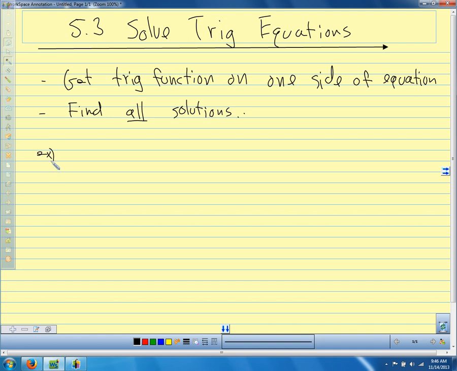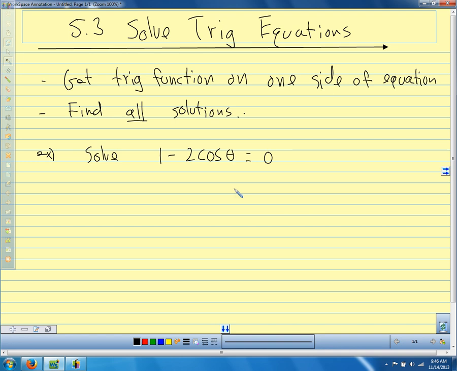So we'll start off with an easy one. We want to solve 1 minus 2 cosine theta equals 0. So there's our equation.